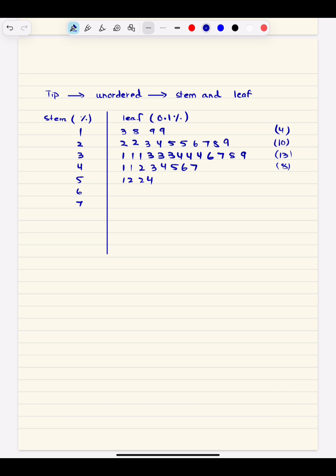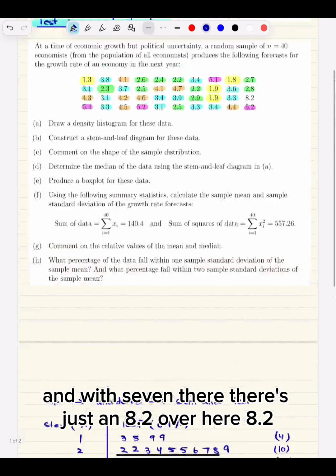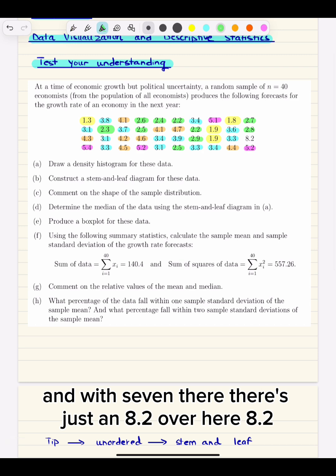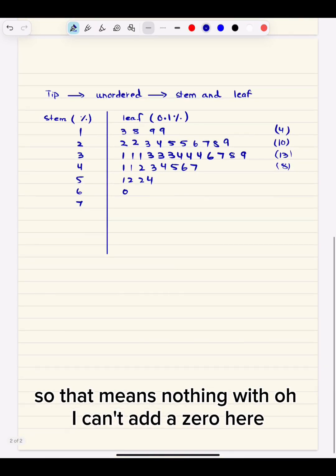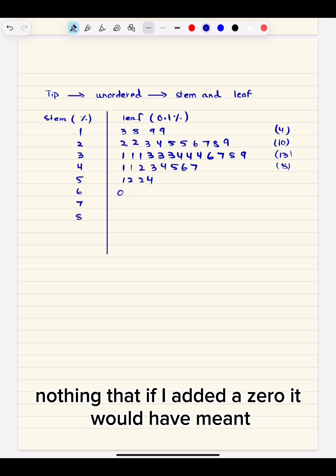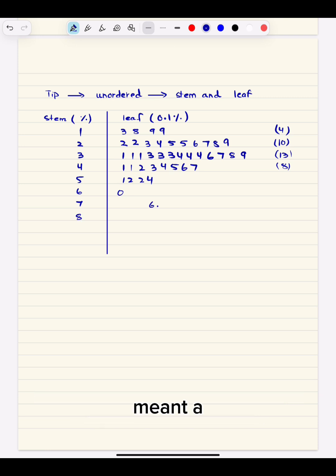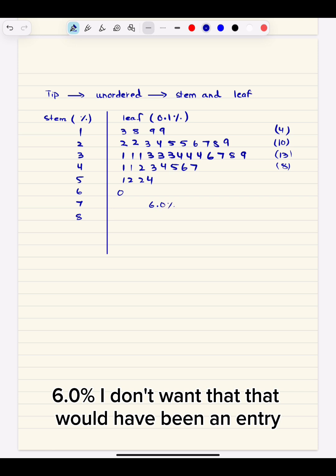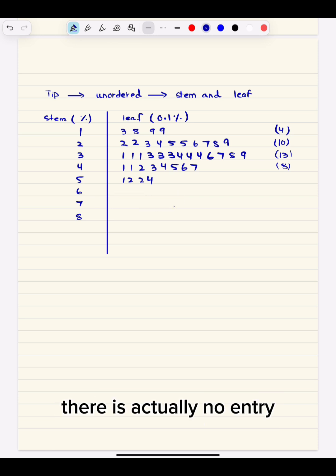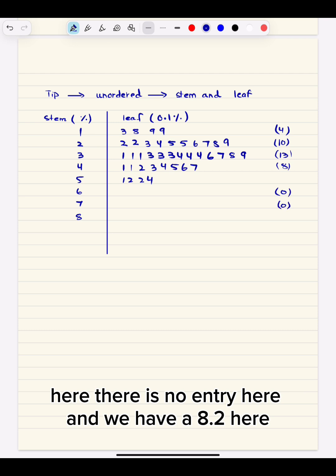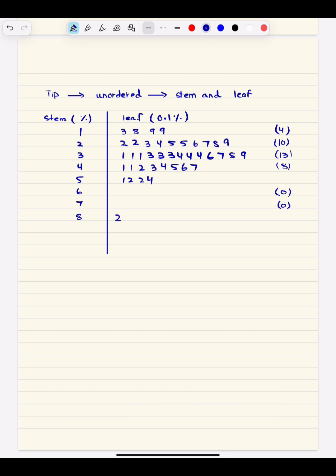Okay. With 6, there's nothing. And with 7, there's just an 8.2 over here. So that means nothing with... I can't add a 0 here. If I added a 0, it would have meant a 6.0%. I don't want that. That would have been an entry. There's actually no entry here. And we have an 8.2 here. Just 1 entry. This was 4.